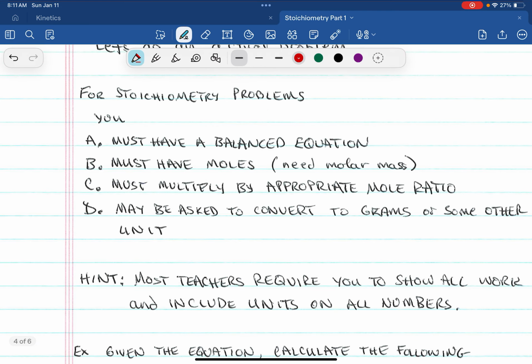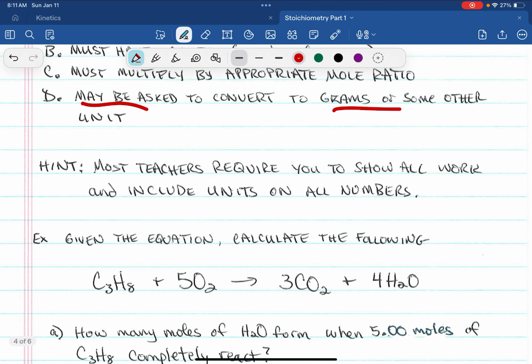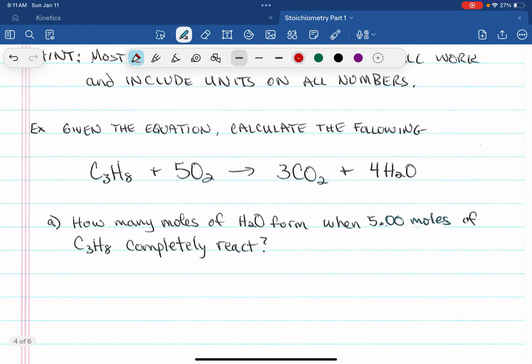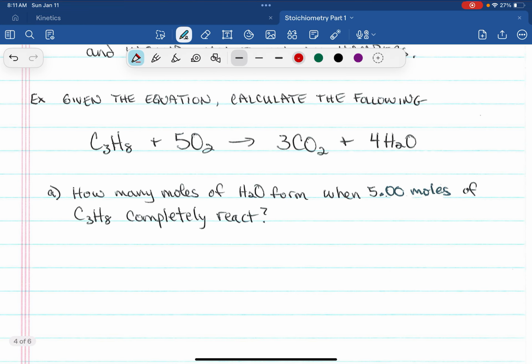C, you must multiply by the appropriate mole ratio. Right there, see that? We've been talking about that for the last several minutes. And then D, you may be asked to convert back to grams or some other unit. Most teachers are going to require you to show your work, including units on all numbers. I am like that too. And so here we go.